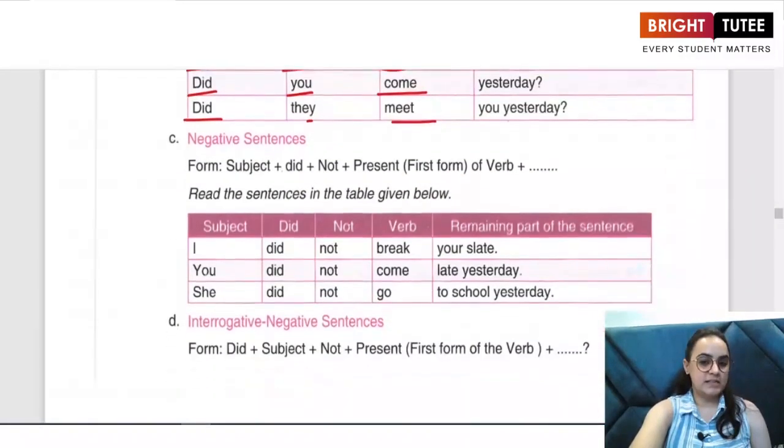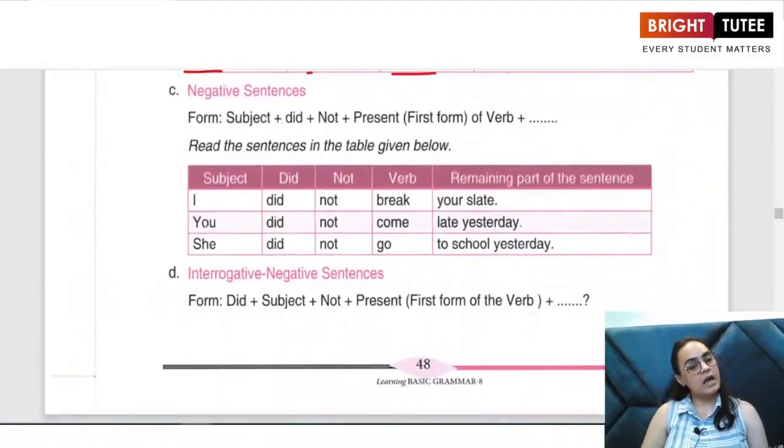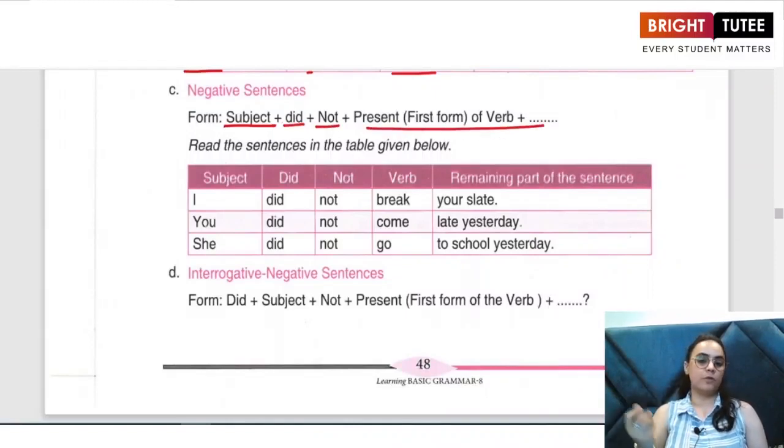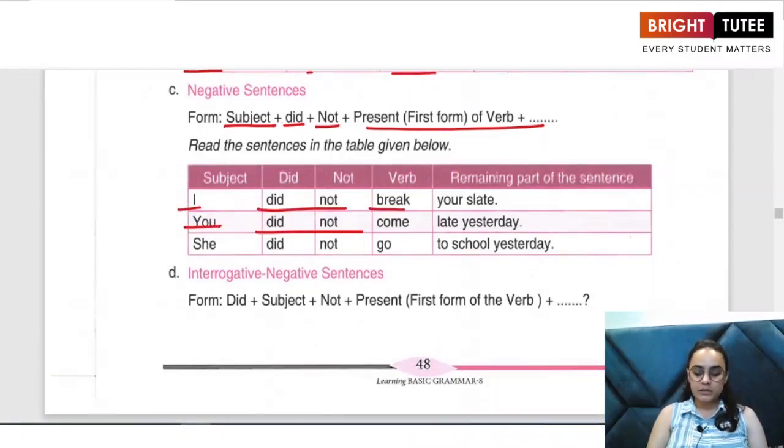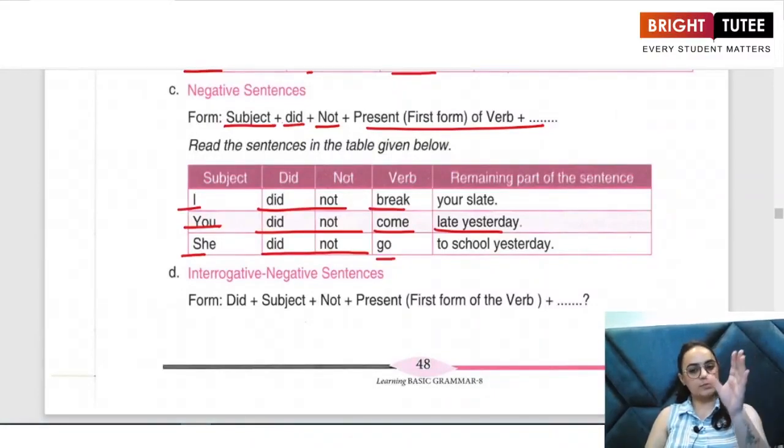Now the next type of sentences are the negative sentences. And how do we frame a negative sentence for the simple past tense? Subject plus did not plus the first form of the verb. As I told you, with did we shall always use the first form of the verb. For example, I did not break your slate. You did not come late yesterday. She did not go to school yesterday, and so on. So with negative, we use the subject plus did plus not and the first form of the verb.